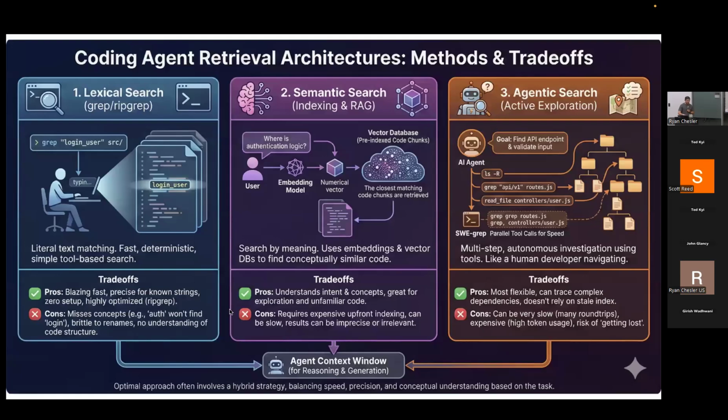One of the pieces that I mentioned was the retrieval element of this. There are different flavors of retrieval, and the model hopefully is able to go find exactly what you're talking about very quickly. There's the lexical search, so there are command line tools like grep and ripgrep.